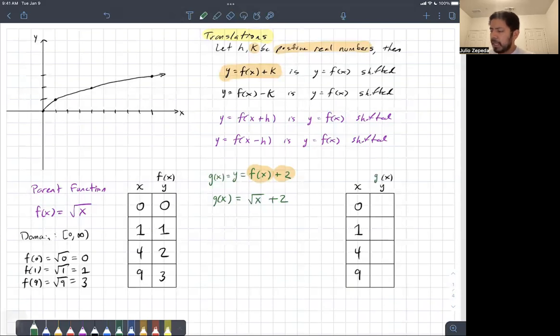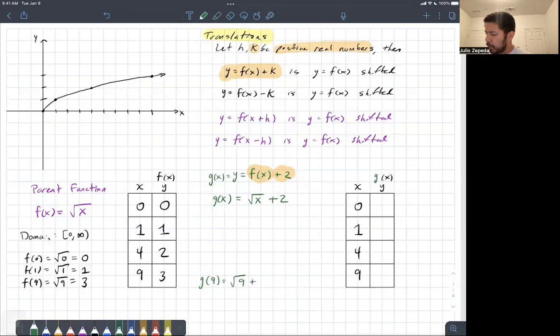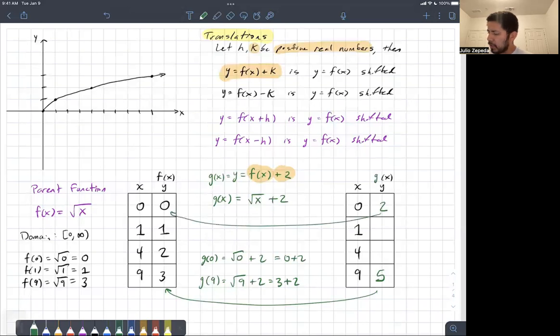And so let's find out what g of 9 is now. g of 9, and I'll scoot this down here maybe to kind of overlap with what we did before. g of 9 is going to be the square root of 9 plus 2, and this is now 3 plus 2. We see that we get 5, which is 2 more than what we had before. Let's do one more. g of 0 is the square root of 0 plus 2, which is 0 plus 2, which is 2. And again, we can see 2 is just 2 more than what we had before.